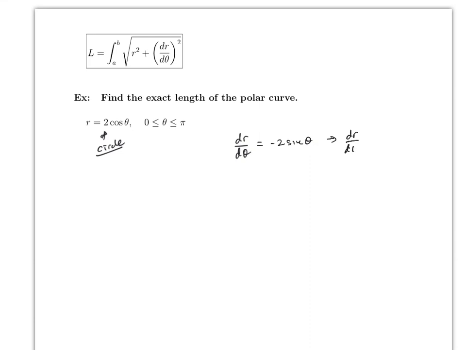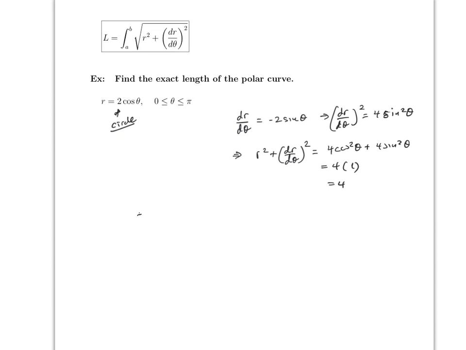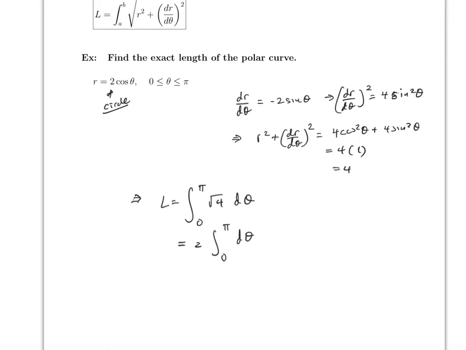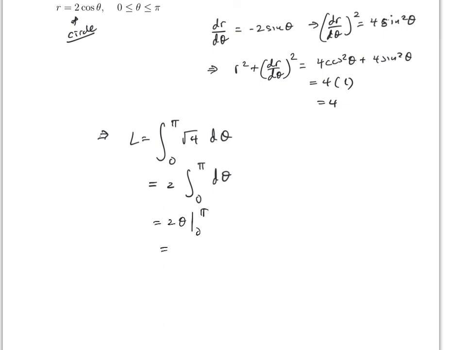So notice that if you square that, it should be no mystery. This is just 4 sine squared theta. Therefore, r squared plus the derivative with respect to theta squared is going to be 4 cosine squared theta plus 4 sine squared theta, which is just 4 times 1, or just 4. So therefore the arc length will be the integral from 0 to pi of the square root of 4 d theta, which is equal to, let me show the step, the integral from 0 to pi of 2 d theta. Well, this is 2 theta from 0 to pi, which is 2 pi.